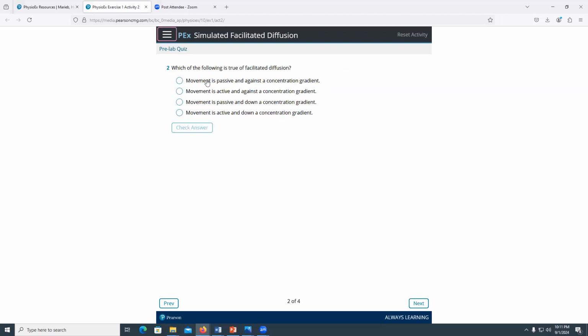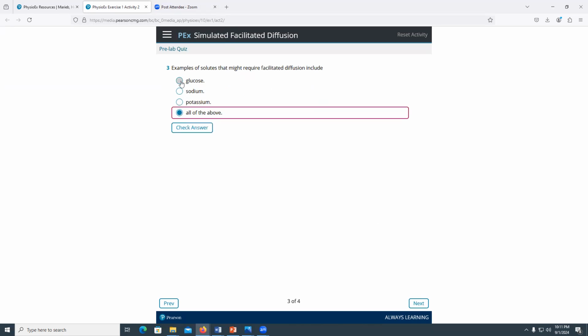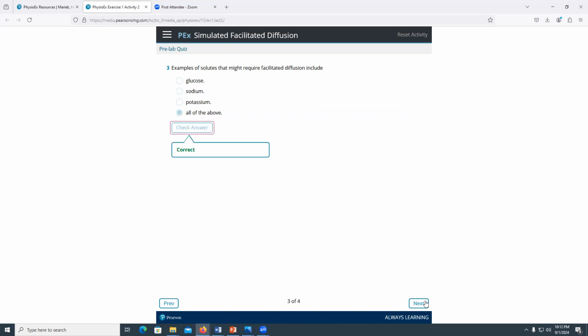That's excellent. Okay, which of the following is true of facilitated diffusion? The movement is passive and down the concentration gradient. Yes. So that definition is also true for simple diffusion. The only difference is when it comes to facilitated diffusion, we have movement that is passive and down the concentration gradient, but with a facilitator, with a protein carrier. Okay, examples of solutes that might require facilitated diffusion: glucose, amino acids, sodium, that's a cation, positively charged, and so is potassium.